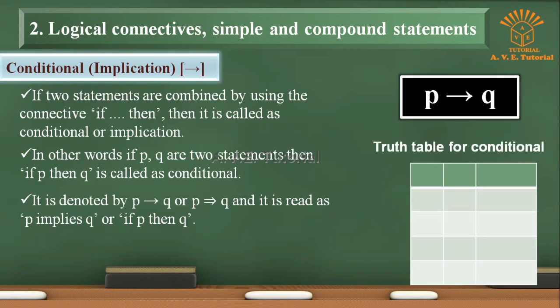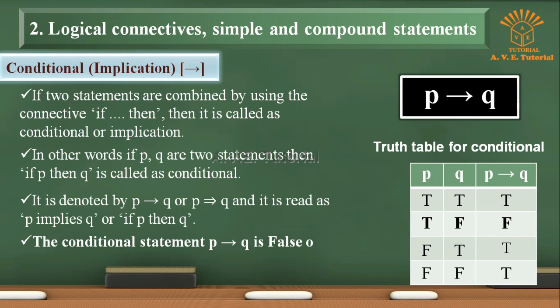Truth table for conditional. First row, P, Q, P implies Q. Second row, T, T, T. Third row, T, F, F. Fourth row, F, T, T. Fifth row, F, F, T. The conditional statement P implies Q is false only if P is true and Q is false. Otherwise it is true.